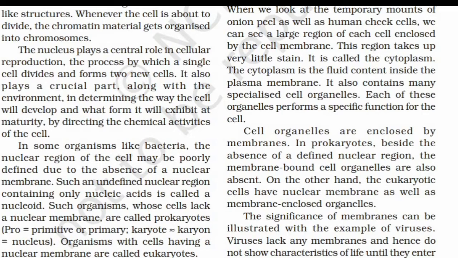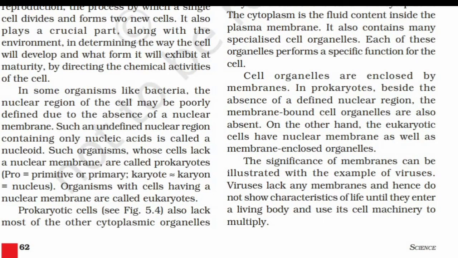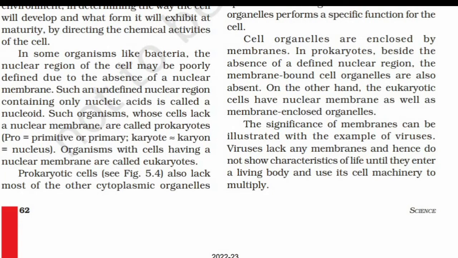Such organisms whose cells lack a nuclear membrane are called prokaryotes. Pro means primitive or primary. Karyote means nucleus. Such organisms, whose cells do not have nuclear membrane, are called prokaryotes. Organisms with cells having a nuclear membrane are called eukaryotes. Prokaryotic cells also lack most of the other cytoplasmic organelles.